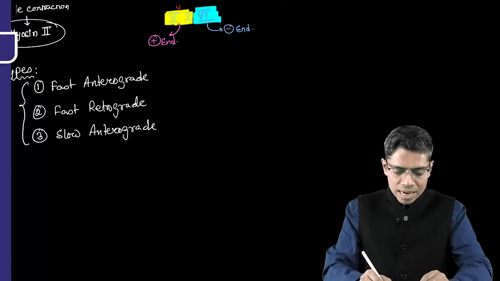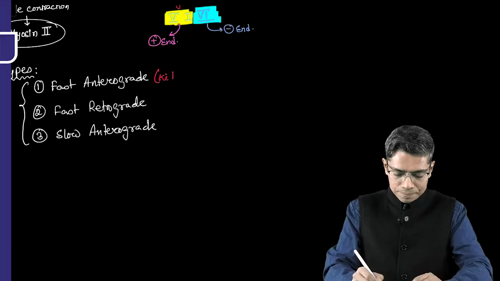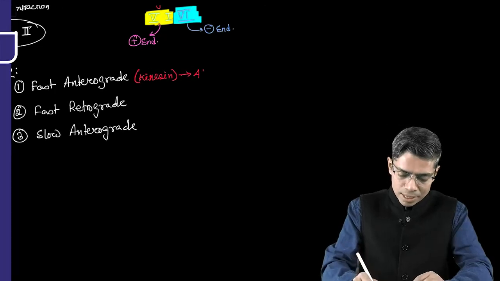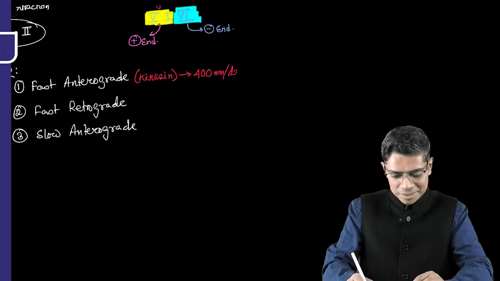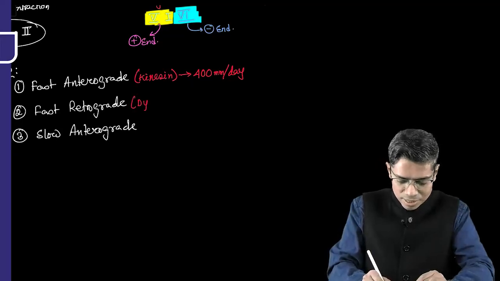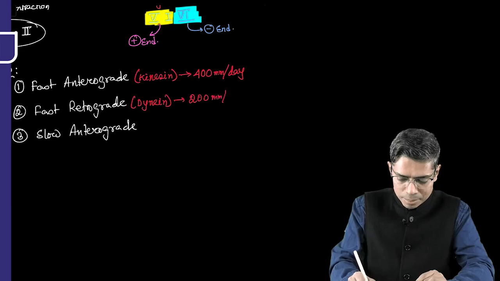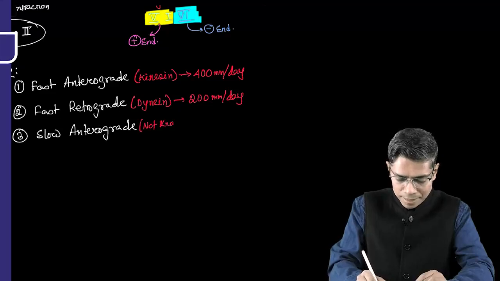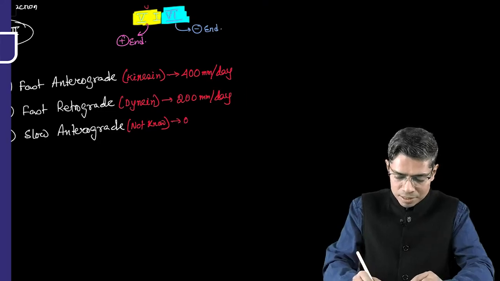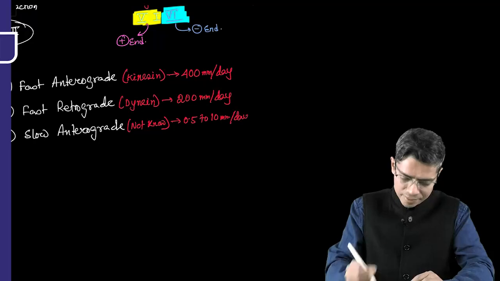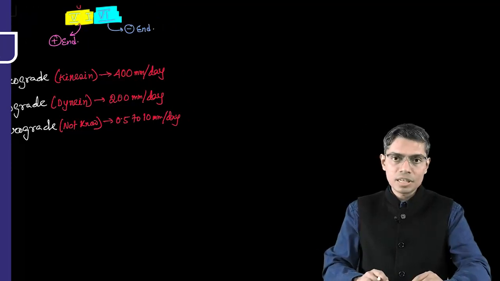First one, fast anterograde, obviously the molecular motor is kinesin, and the speed or velocity is 400 millimeter per day. The fast retrograde, the molecular motor is dynein and speed is 200 millimeter per day. Third one, the molecular motor is not known, but the speed is 0.5 to 10 millimeter per day. So for slow anterograde, the molecular motor is still not known.